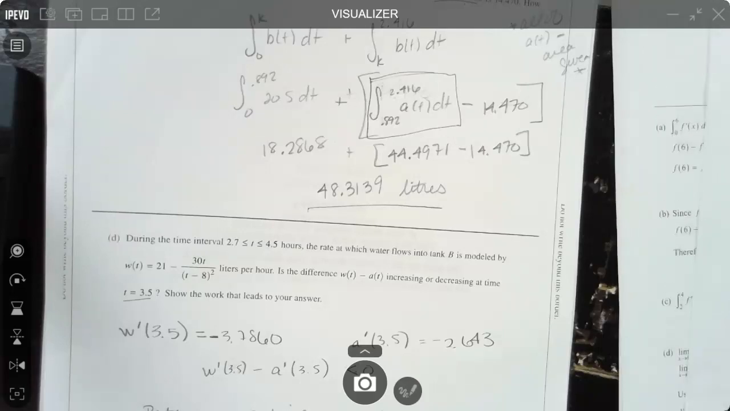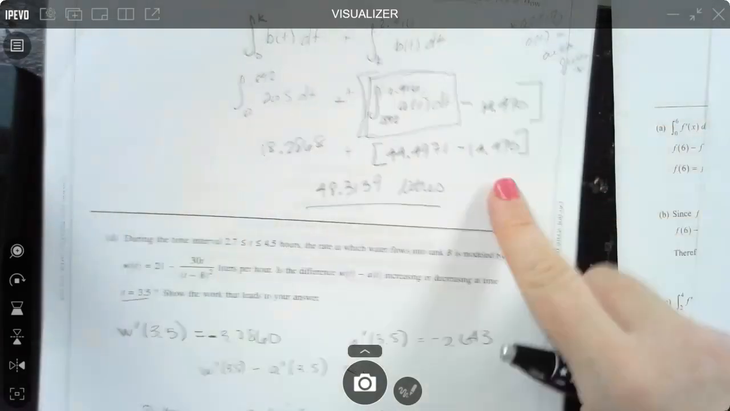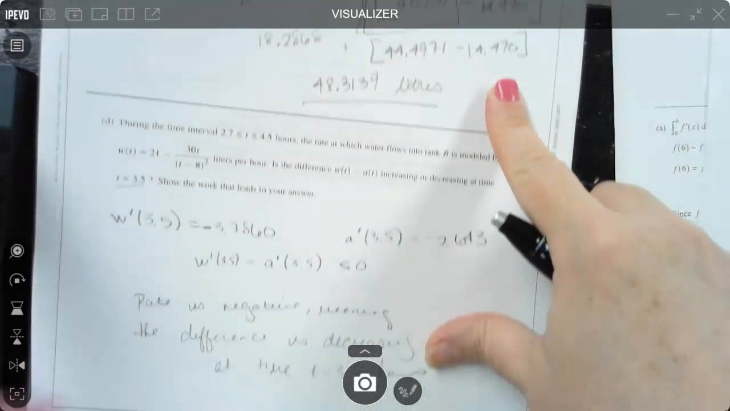And then part D asked you, during the time interval, the rate at which water flows into the tank B is modeled by, and you've got this equation. So I finally have an equation for B. Is the difference W(t) minus A(t) increasing or decreasing at the time of whatever? To know if it's increasing or decreasing, I need the derivative. So I found the derivative of each of those at that particular point in time.